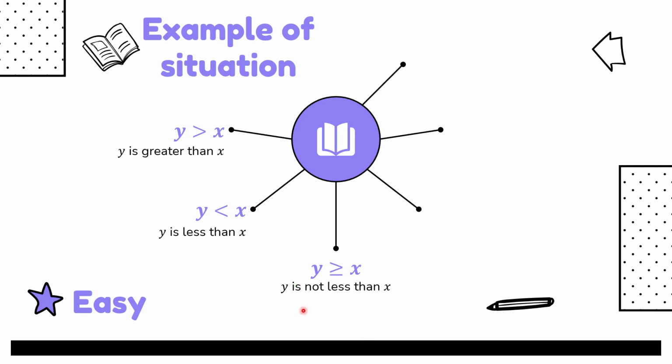If we look at the second one, y is less than x, it does not include equal. But if it's not less than, it includes equal. So we must use y greater than or equal to x. It must be more than x. Tak boleh kurang daripada x. The fourth one, yang keempat, y lower than or equal to x. Also, y is not more than x. Tak boleh lebih daripada x. So that's why it must be lower than or equal to x.